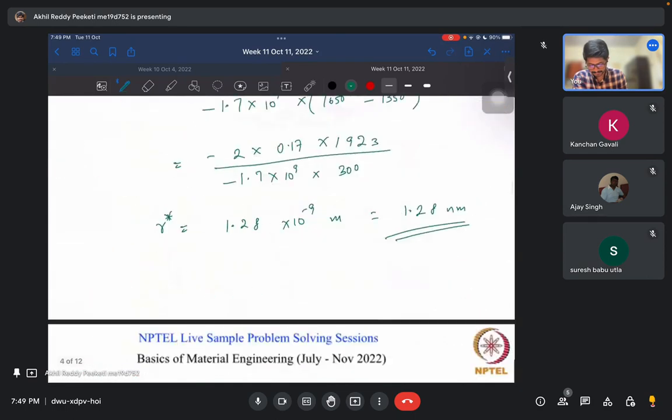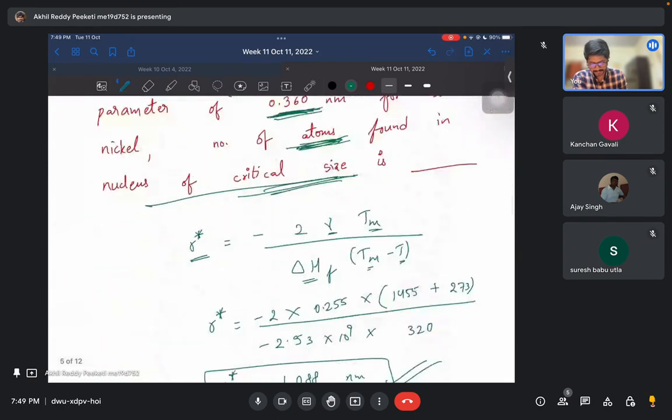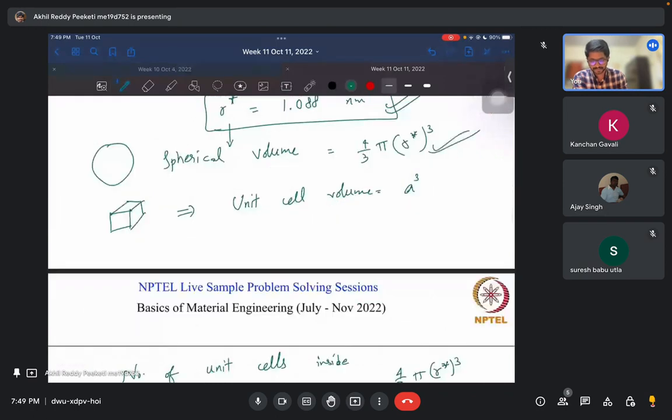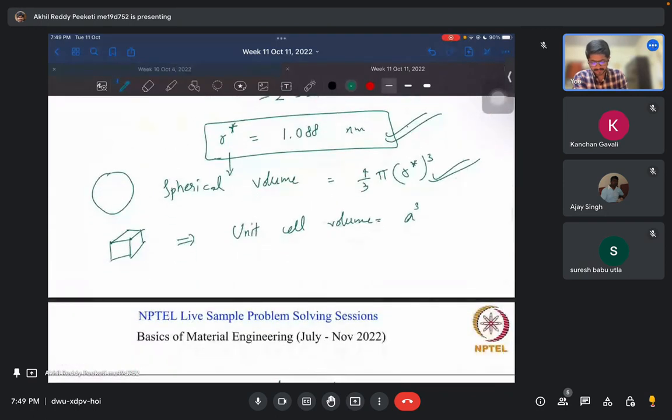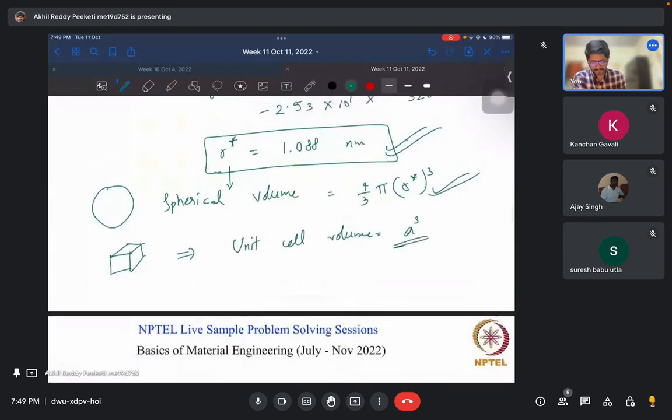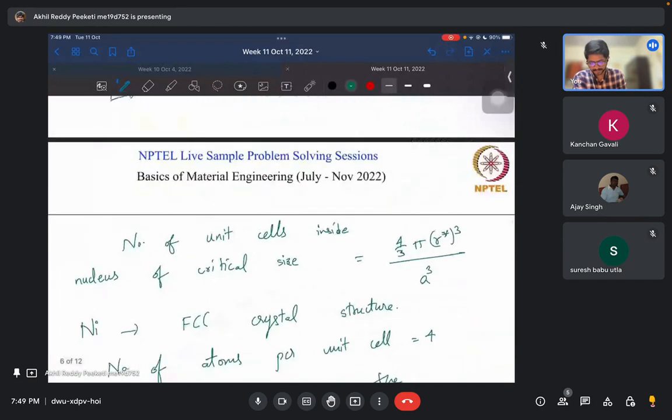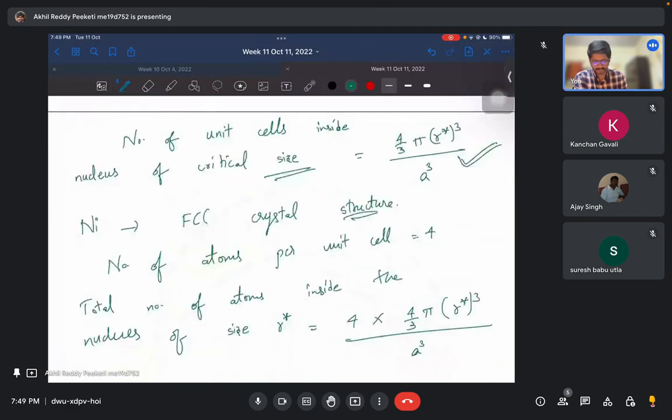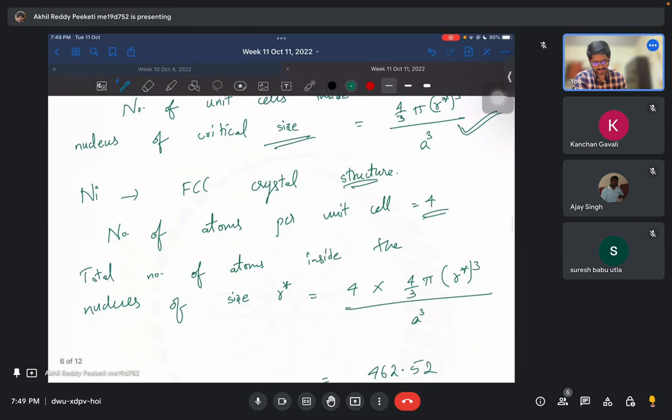In this question, first we got the spherical volume after estimating the critical radius, and then we know the unit cell volume. So we got the number of unit cells inside that sphere directly from the ratio of the volumes. If you know the crystal structure, then we know the number of atoms in a unit cell. So then we can find the number of atoms inside that nucleus.